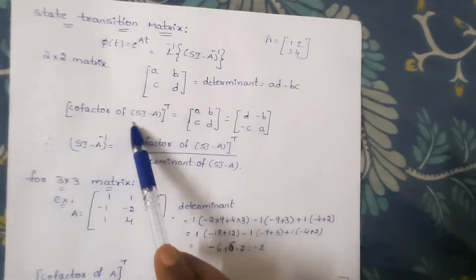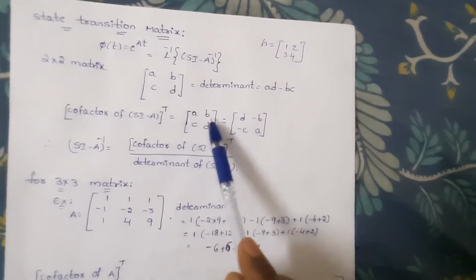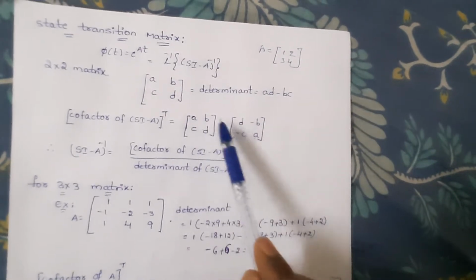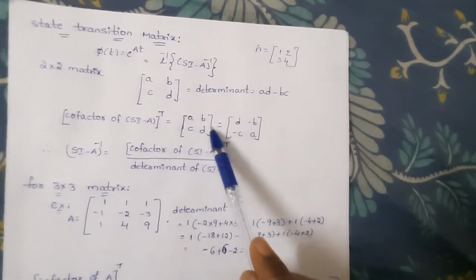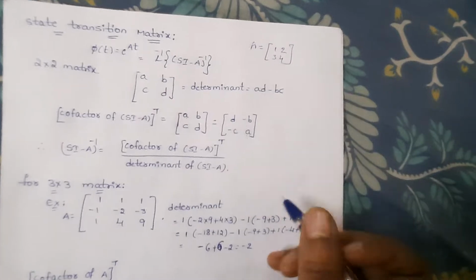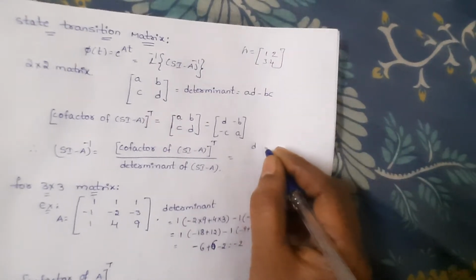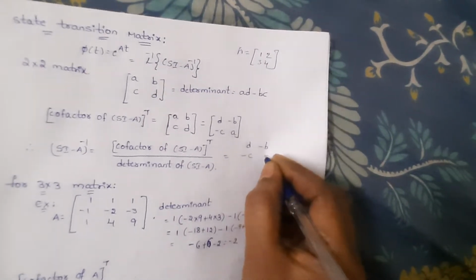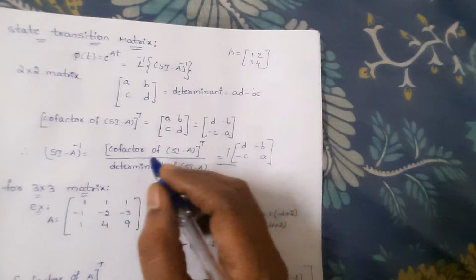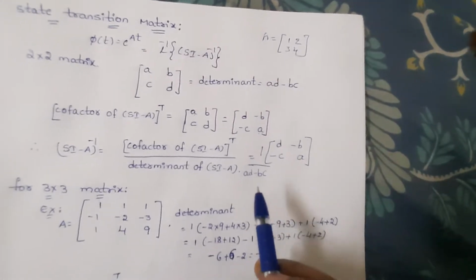And the cofactor of (sI minus A) whole transpose for a 2 by 2 matrix: for this A, B, C, D, just interchange these two, meaning you write D here and A here, and assign minus signs to B and C. So your formula becomes (sI minus A) whole inverse equals the matrix D, minus B, minus C, A, in front of it 1 divided by the determinant, AD minus BC. This is the formula for a 2 by 2 matrix.